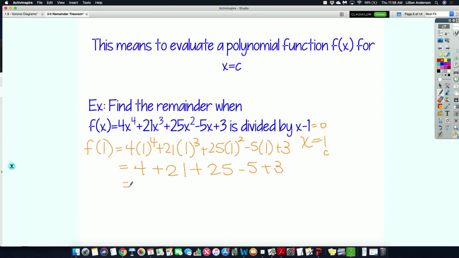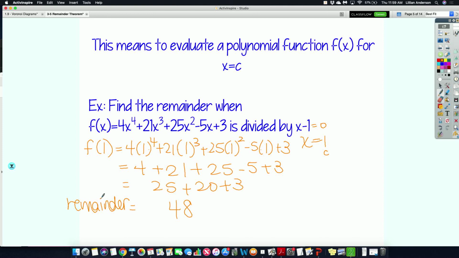4 plus 21 is 25. To be honest, it's however you see how to add this. Okay, this is how I see to add it. This will give me 48. So the remainder of this polynomial function is 48. And again, we get that by figuring out what c is and then plugging it in. Okay, c is what you get when you set whatever it's asking you to divide by equal to 0, and you solve. Okay?